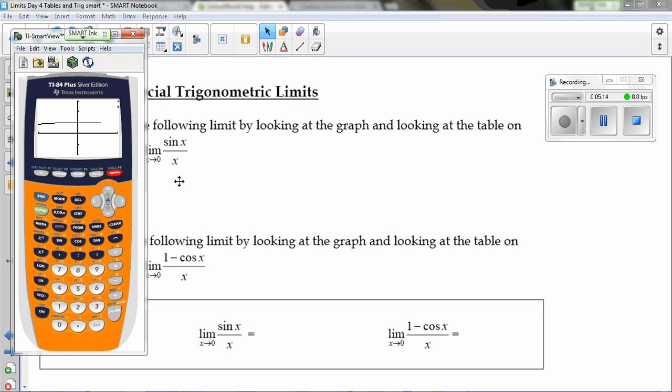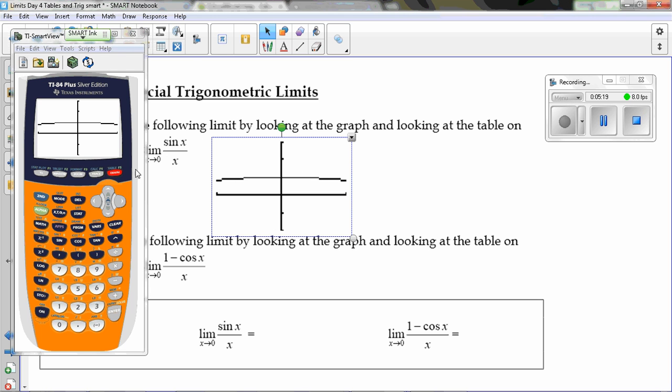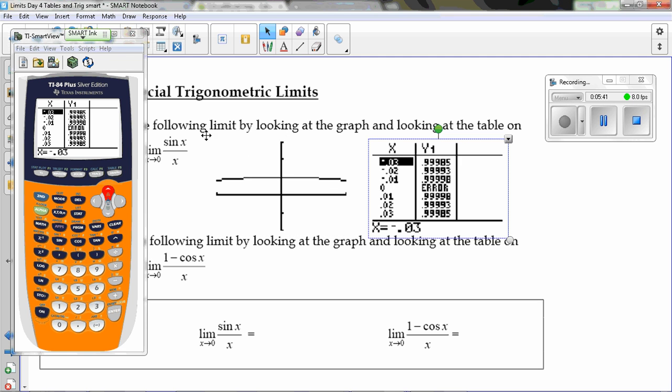And here's the graph of sine x over x near x equals 0. So the graph looks like this. I know that's cool, isn't it? And now I want to look at the table. Before I look at the table, I'm going to start my table at 0, because that's what I'm interested in, and do a delta table of like 0.01, so that when I go to my table, I can scroll up a bit so I can see to the left and to the right, and look at my table values.